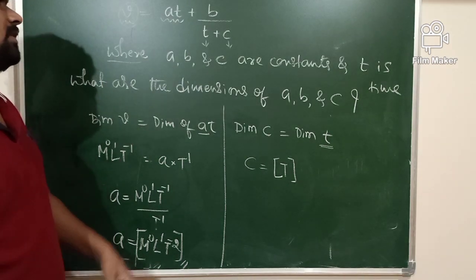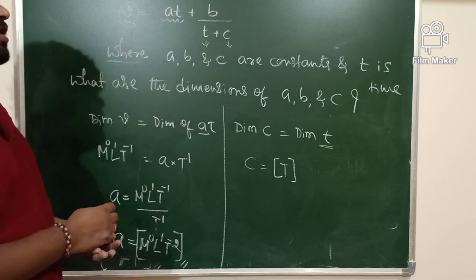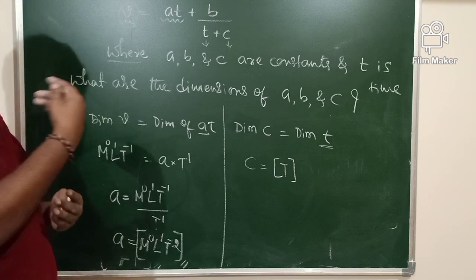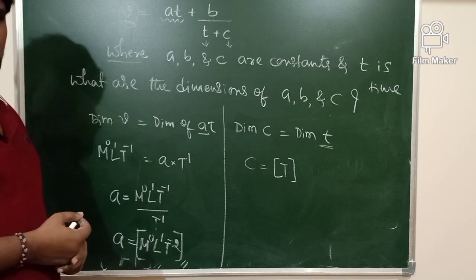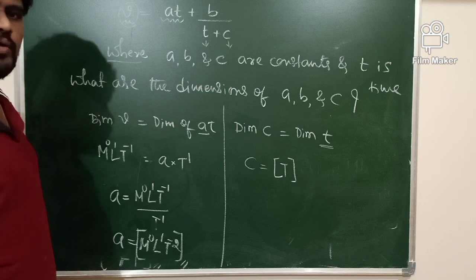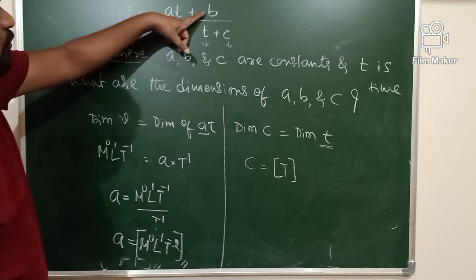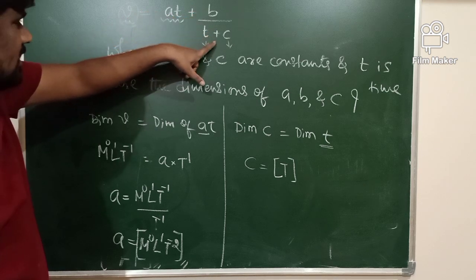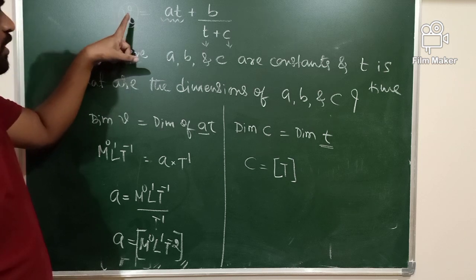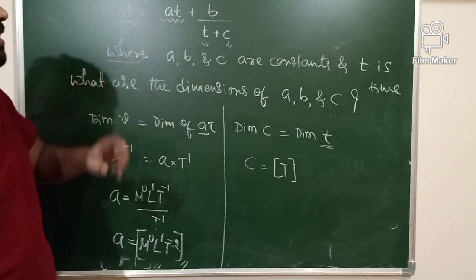Next I want to determine the dimensional formula of B here. To determine the dimensional formula of B, I will take the statement of what? Principle of homogeneity. What does the principle of homogeneity say? All the terms in an equation should have the same dimensions, which means dimensions of B divided by T plus C should be equal to dimensions of V. So dimensions of V should be equal to dimensions of AT should be equal to dimensions of what? B divided by T plus C.